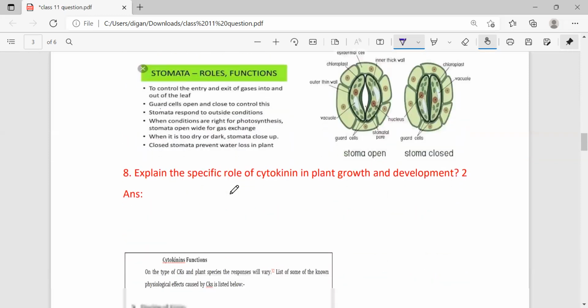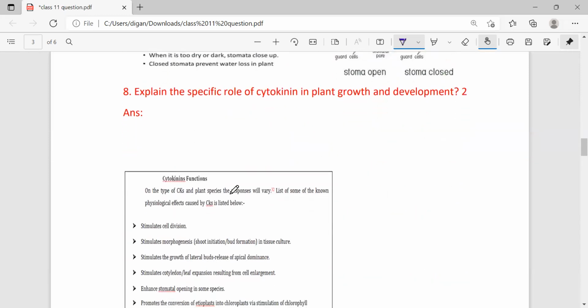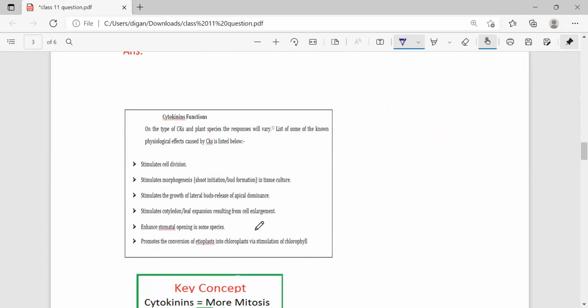Next, go for the next question. Explain the specific role of cytokinin in plant growth and development. So this question is from the plant hormone chapter, that is the plant growth and development chapter, chapter number 15. There are lots of plant hormones, and out of these, the question comes from cytokinin.